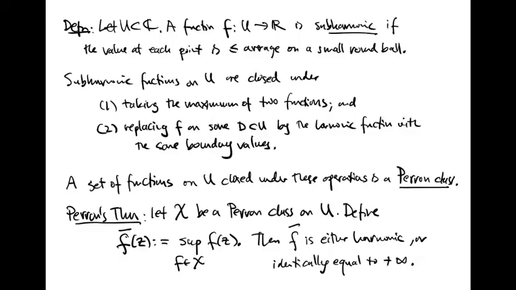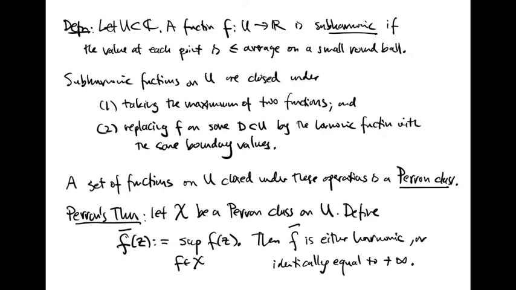It's hard to directly construct a harmonic function on a Riemann surface. What's easier is to construct a function which is subharmonic. Let U be a domain in the complex plane. A real-valued function f on U is said to be subharmonic if the value at each point is less than or equal to the average on a small round ball centered at that point.